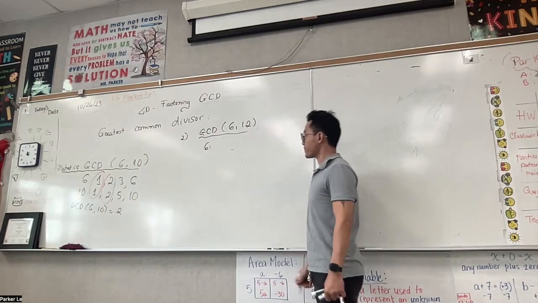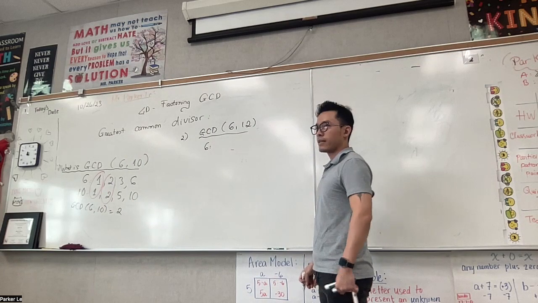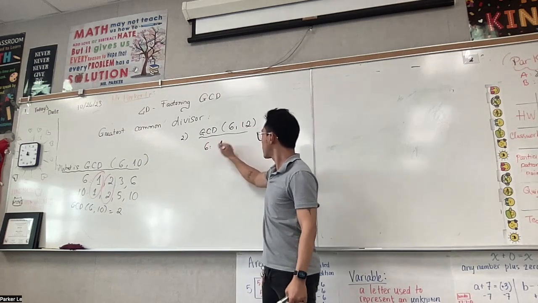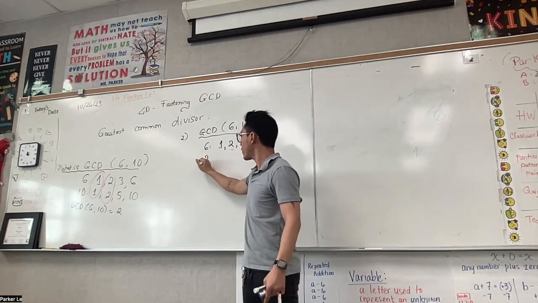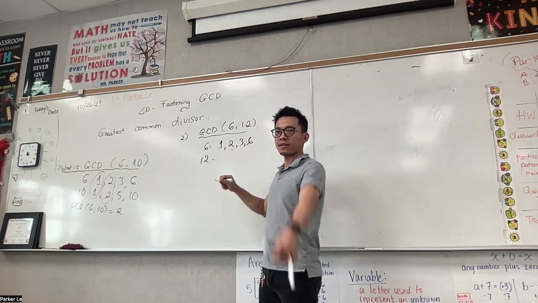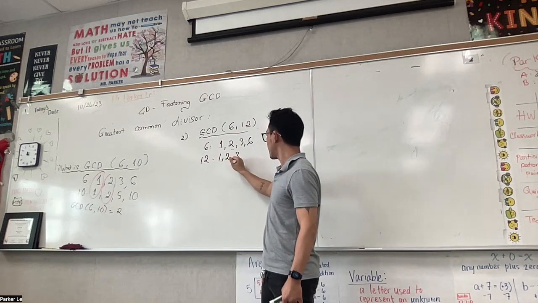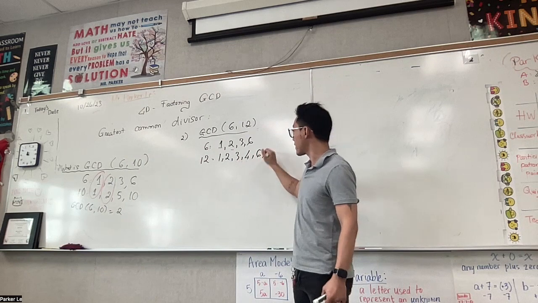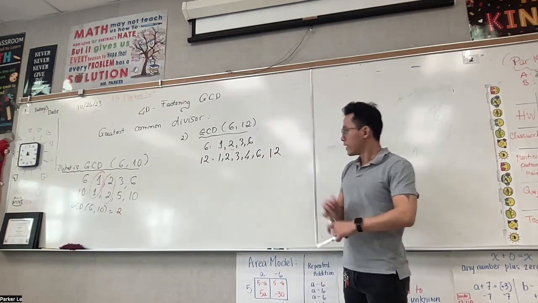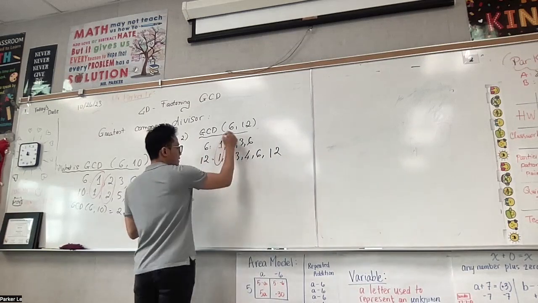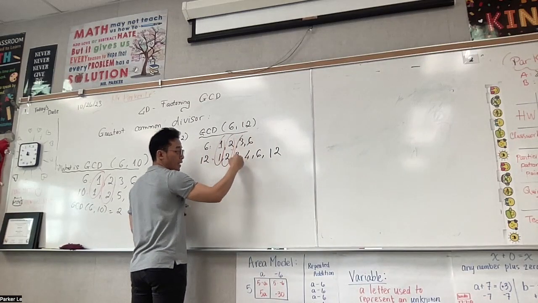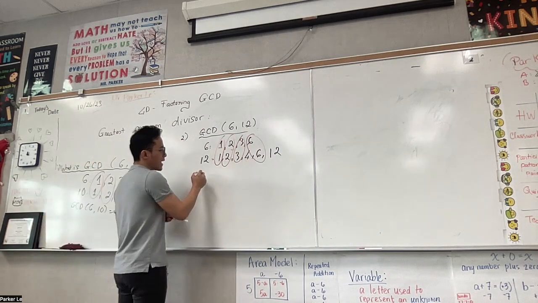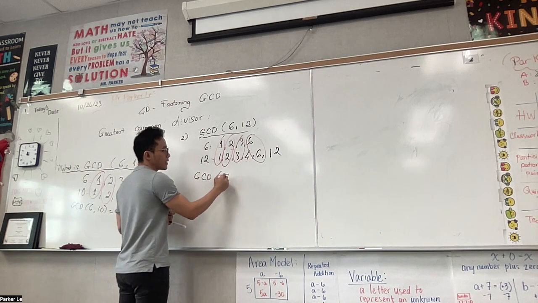Second example. What are the divisors of 6? Randy, give me one. 1, 2, 3, 6. Okay, 1 point. Randy, what are the divisors of 12? 1, 2, 3, 4, 6, and 12 itself. Which ones are common? 1, 2, 3, and 6. Okay, then what is the greatest one? What is the greatest number? 6.